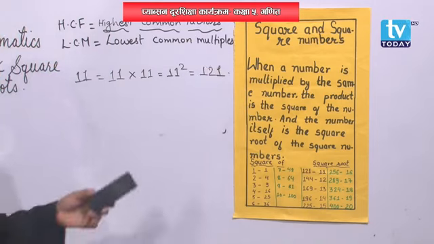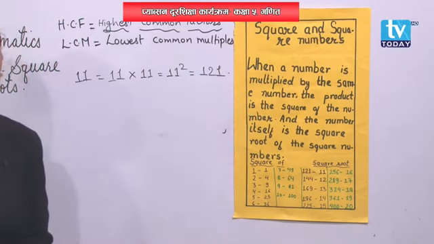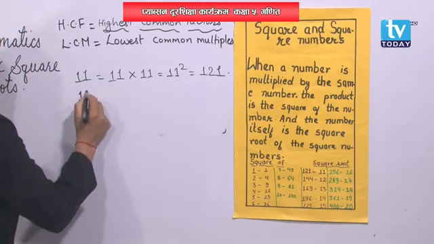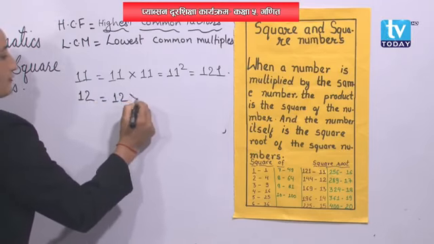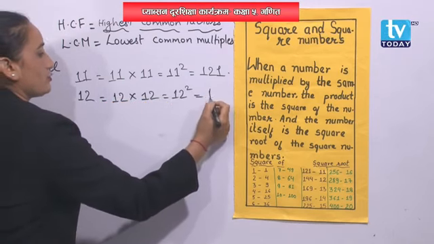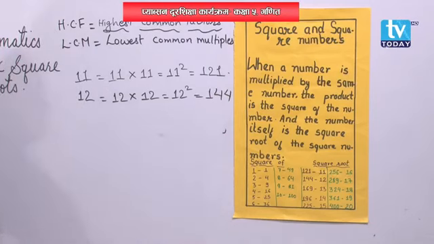11 into 11 equals 11 square, that is 121. Okay, and next is 12. 12 is, let's multiply 2 times. That is 12 square equals 144. 12 times 12 is 144.